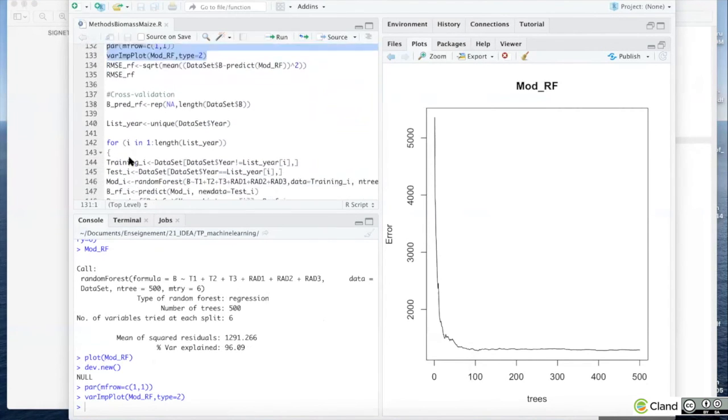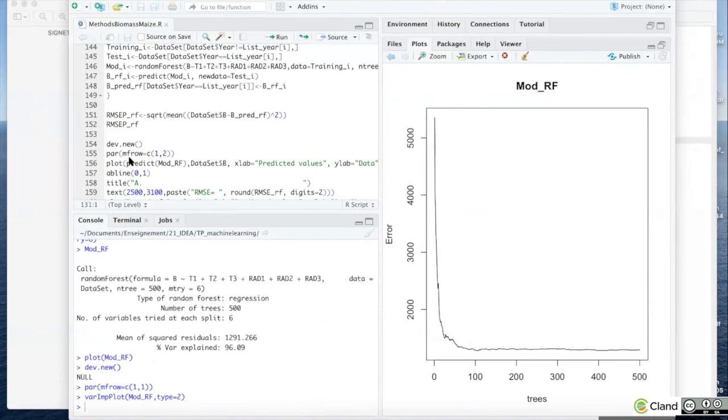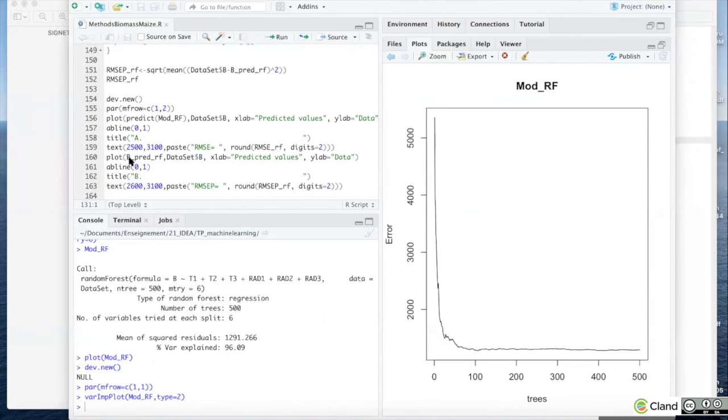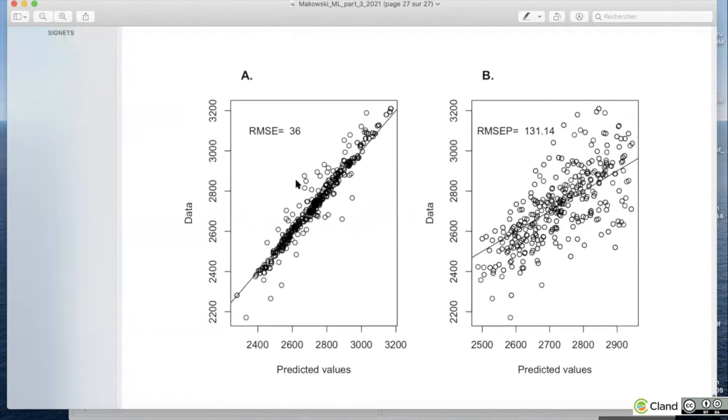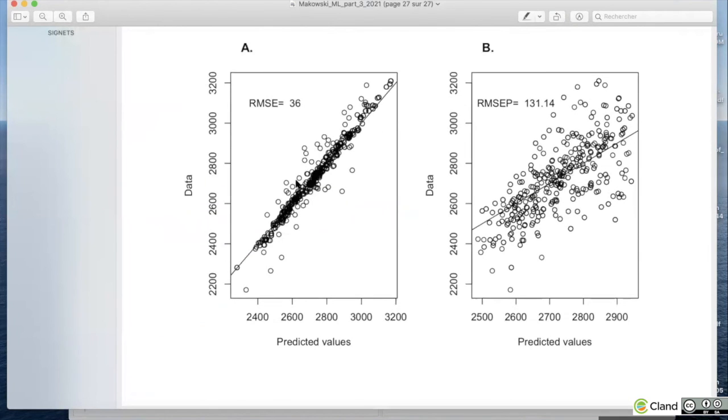This is the cross-validation. I have no time to show it. And I think that's it for now. I can plot the prediction and observation. So this is it for this third part of the course about tree and random forest. I don't know if you have any question on this part.